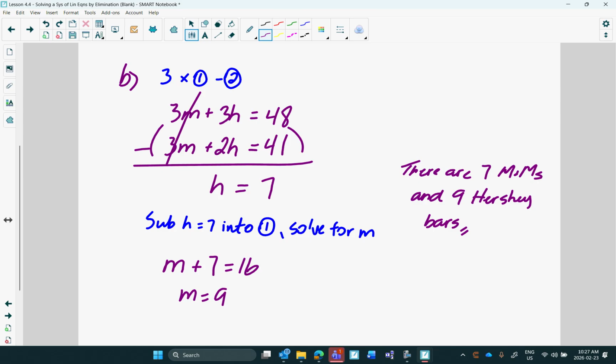Just like when we did the graphing, I want you to know how to use a table of values, how to use intercepts, and how to use slope intercept. For this, I want you to know both substitution and elimination. So you can be asked, solve this system by substitution, or you could be asked, solve this system by elimination. Whenever I give you a word problem, you decide which one you want to use, which one you like better. Okay?